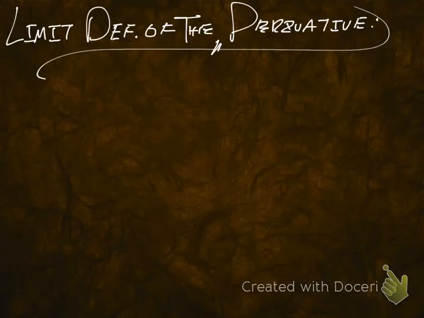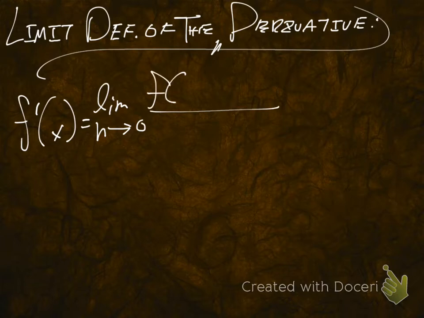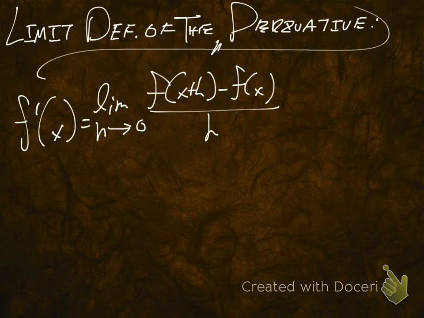Alright, so let's do a problem with the limit definition of the derivative. To get started, what is the limit definition of the derivative? Well, let's recall that it states that f prime of x is equal to the limit as h approaches 0 of f of x plus h minus f of x, all over h. Okay, so this is the limit definition right here.